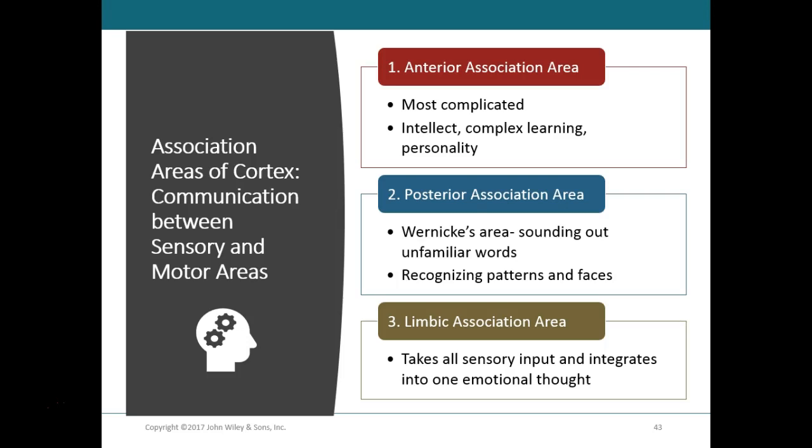And then the limbic association area takes all of the sensory input and puts it into an emotional thought, such as, again, you smell that apple pie, you associate that with a memory, you remember that you liked it, and you know how happy it makes mom when you brag on her apple pie. So that's an emotional thought. That's processed in the limbic association area.